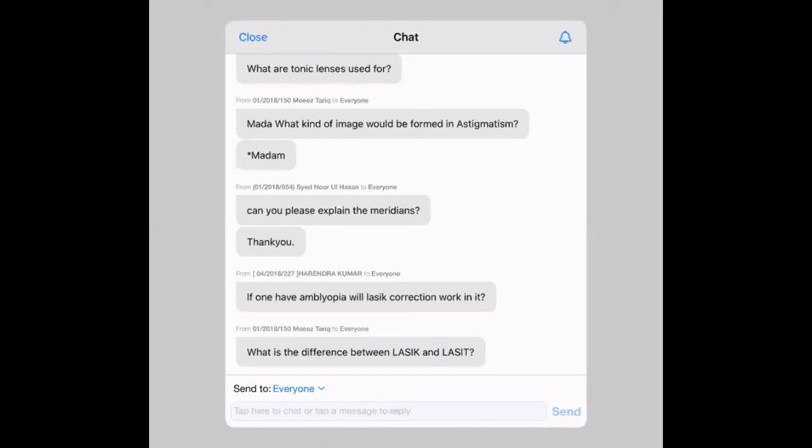It's LASIK and LASEK, with an I and an E. So LASIK was the previous format, and the newer one is the latest. In it, a smaller flap was created and laser was applied. It's just a modification of it, you can say.